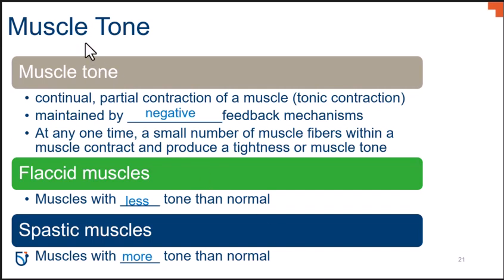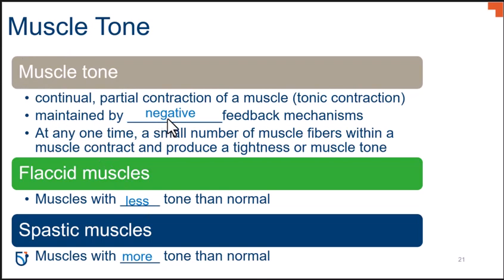Moving on now to the topic of muscle tone. Muscle tone, also known as tonic contraction, is going to be this continual partial contraction within a muscle. And it's really just a low-level continuous contraction that's going to be characteristic of how your muscles are when you're just awake.